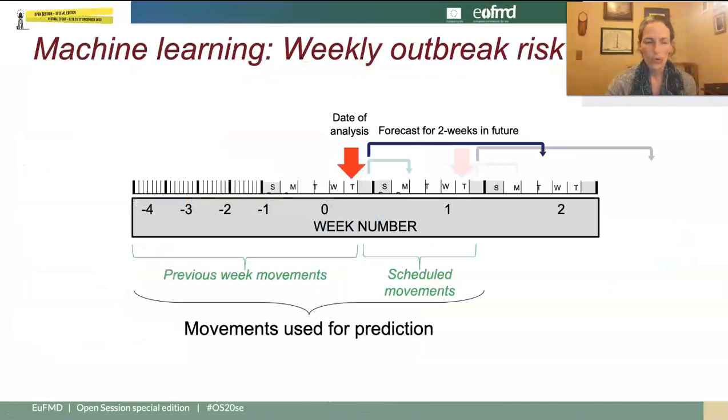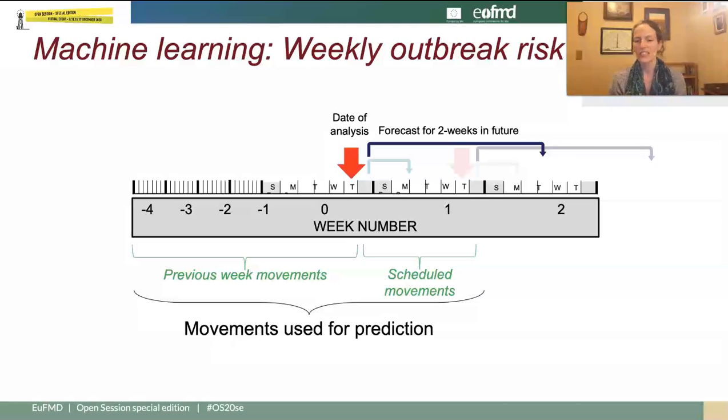Just to talk a little bit more about the outcome that we are trying to predict. We are trying to predict weekly outbreak risk, but not for the current week, but actually 2 weeks in the future. So the data that we're using to make these predictions is actually lag data, because we don't actually have the data for the coming week.